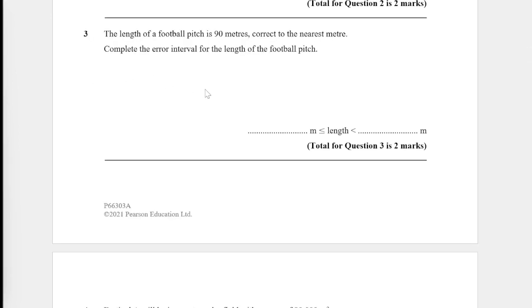Question 3. The length of a football pitch is 90 metres, correct to the nearest metre. Complete the error interval for the length of the football pitch. Well, the smallest number that would be rounded to 90 as opposed to 89 is going to be 89.5. And the largest value that would be rounded to 90 as opposed to 91 is going to be 90.5. But technically we'd round 90.5 upwards, which is why we've got these inequality symbols. So this would read, the length is greater than or equal to 89.5, but less than 90.5. So that's my error interval.